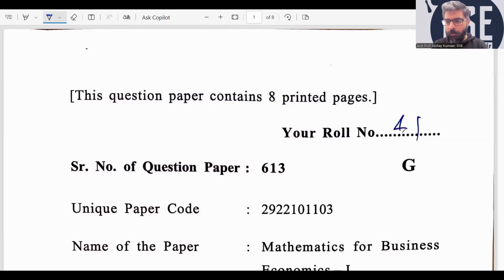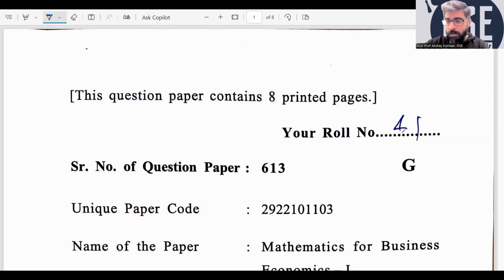Okay, I hope I'm audible to all my students who are attending this particular lecture for the Mathematics for Business Economics Part 1. In this lecture, I'm going to discuss with all students the Delhi University 2023 question paper, which has come up for the Mathematics for Business Economics 1 course. And this lecture is for all those students who are pursuing Bachelor's in Business Economics, BBE, from University of Delhi.